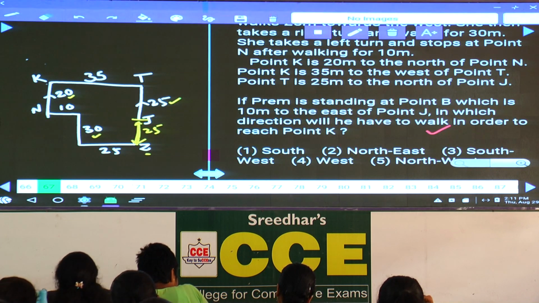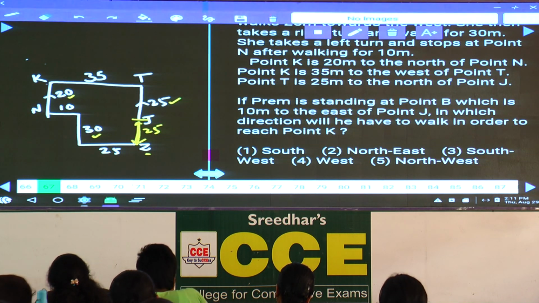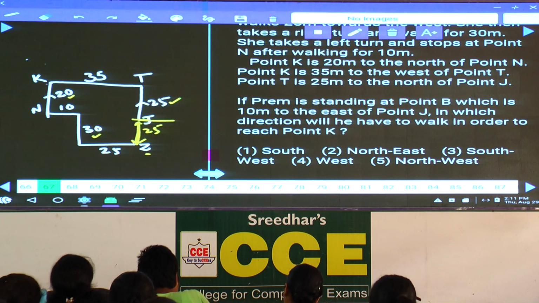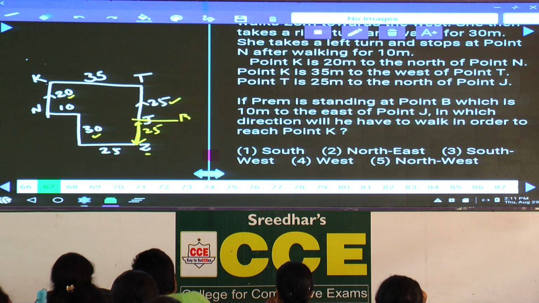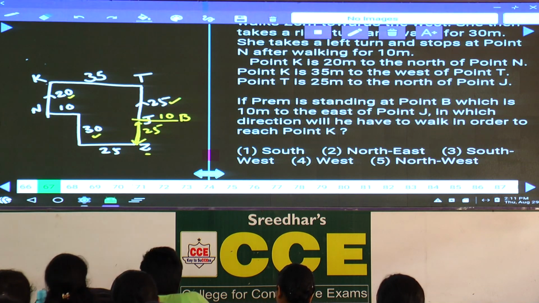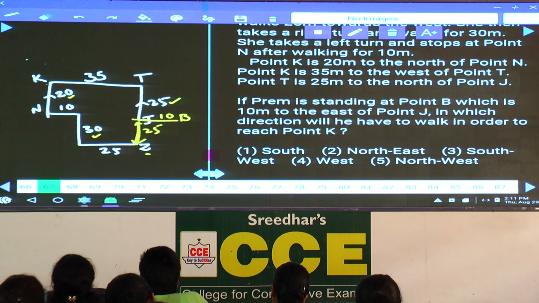Then question number 67. If Prem is standing at point B, now this B is 10 meters to the east of J. And Mr. Prem is standing at point B, which is 10 meters to the east of J. In which direction will you have to walk in order to reach point K?